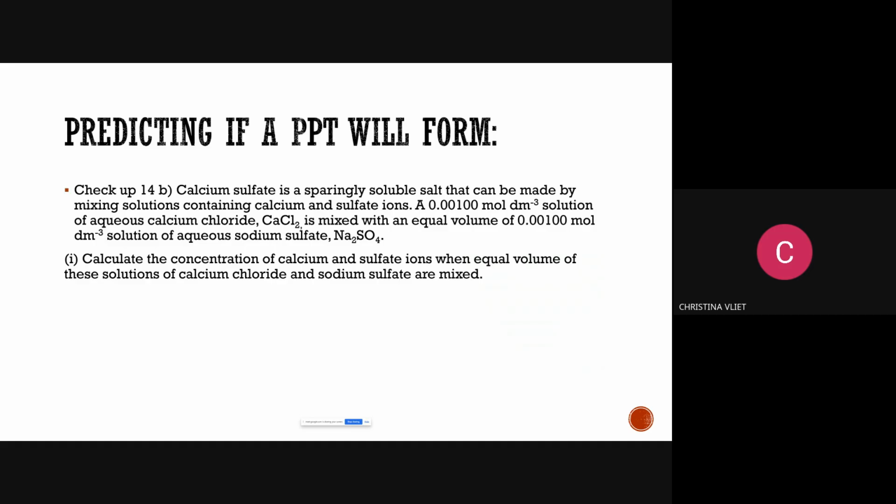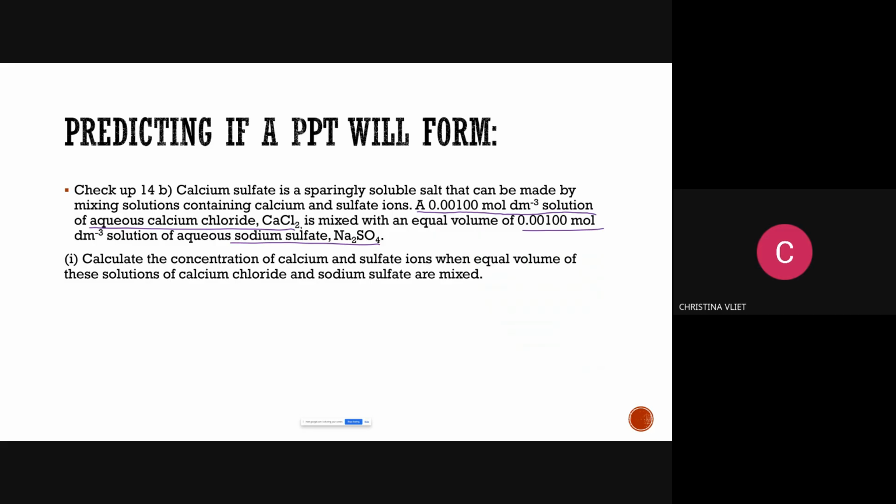I have a 0.00100 molarity solution of aqueous calcium chloride. And I mix it with a 0.00100 molarity sodium sulfate. These numbers are pretty easy. Question number 1. Calculate the concentration of the calcium and the sulfate ions when equal volumes are mixed. So they're basically saying you don't have to consider changing the concentration for the volume.